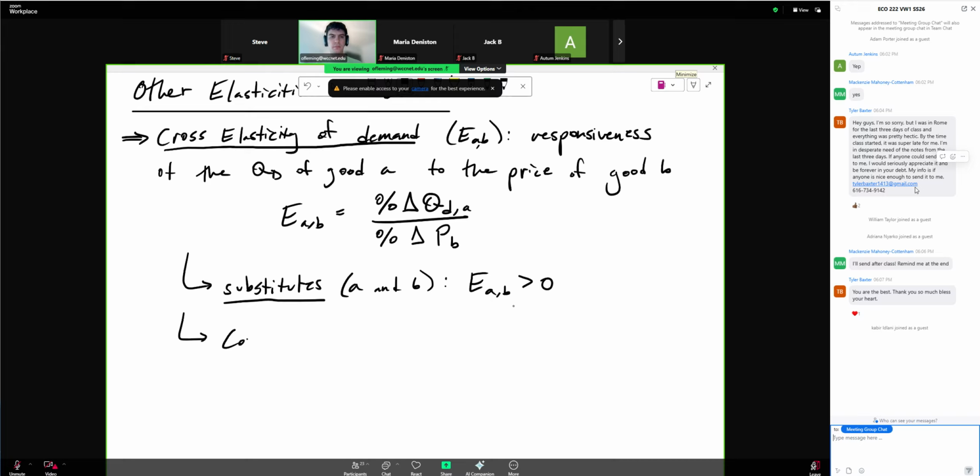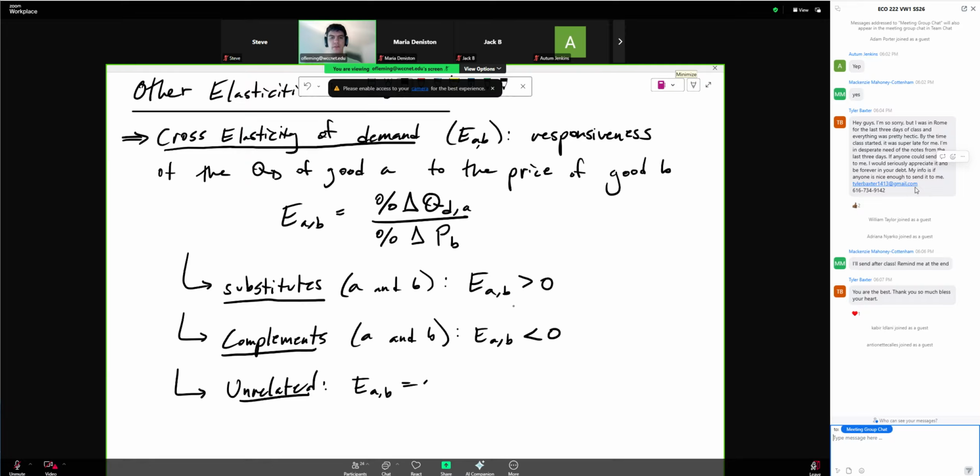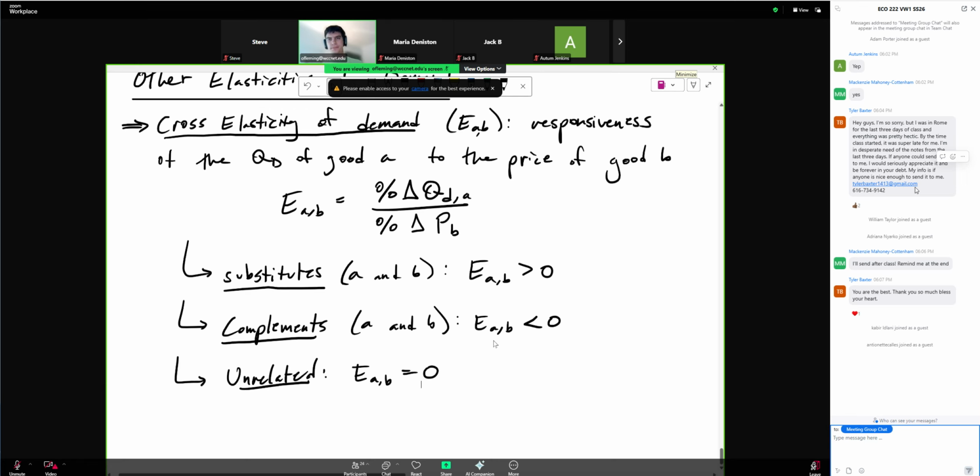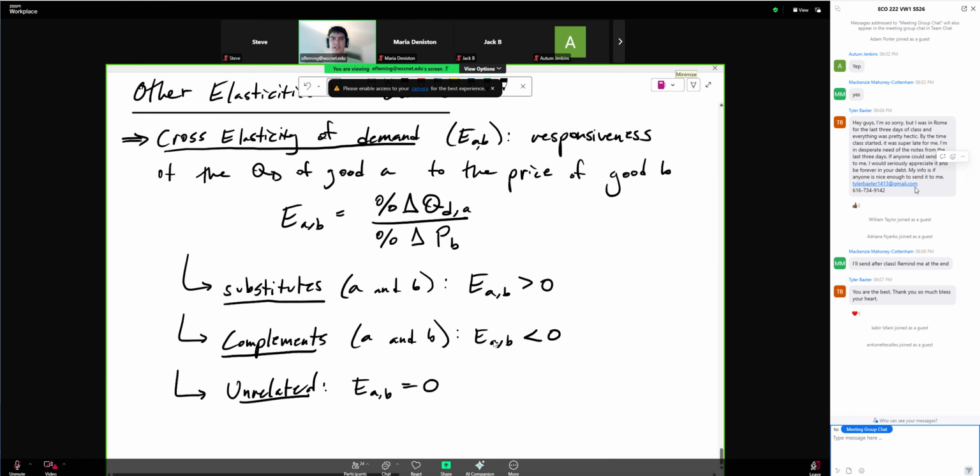Complements would be the opposite. Peanut butter and jelly, hot dogs and hot dog buns. If the price of peanut butter goes up, I buy less jelly, right? So a negative cross elasticity, A and B, indicates that the goods are complements. Okay. Finally, if there's zero, then the goods are unrelated. So if the price of socks goes up, what happens to the quantity demanded of ramen noodles? Probably nothing. Okay, probably zero, or at least close enough to zero, right? So that's cross elasticity of demand.